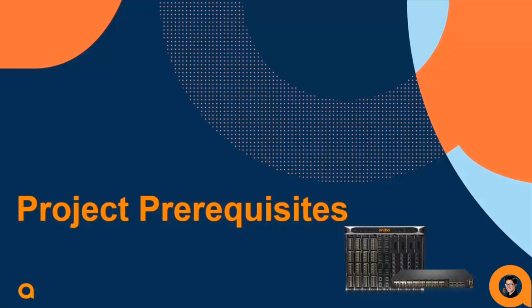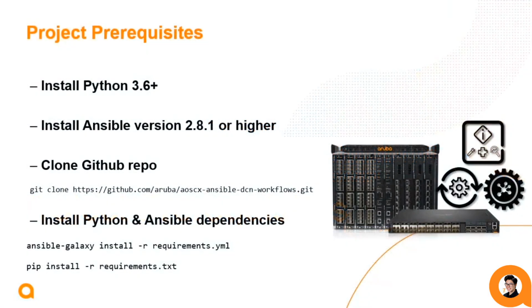Now, this project does have some environment requirements before getting started. First, you must have Python 3.6 and higher, and obviously, you'll need to have Ansible installed, and that should be at least the version 2.8.1 or higher. For instructions on how to install Ansible, check out the first video in the ArubaBots Automate with Ansible series. Once you have Ansible and Python installed, it's time to clone our GitHub repository.